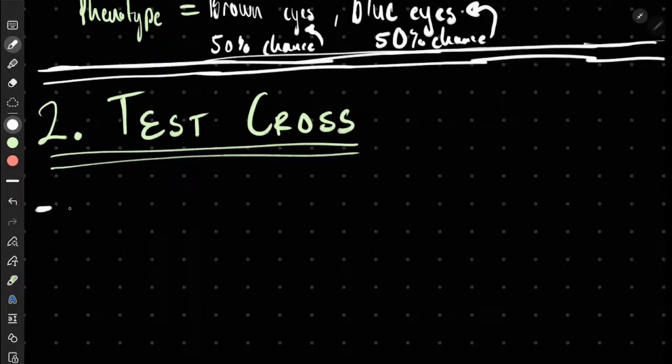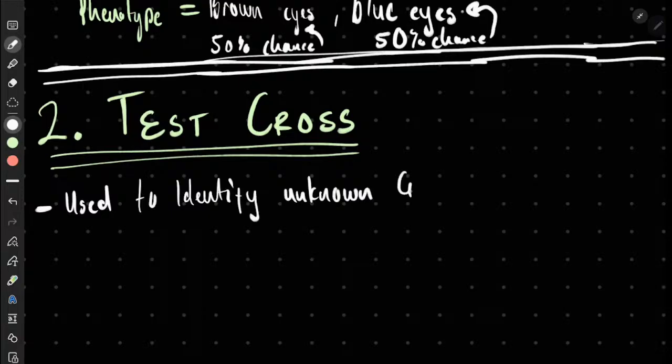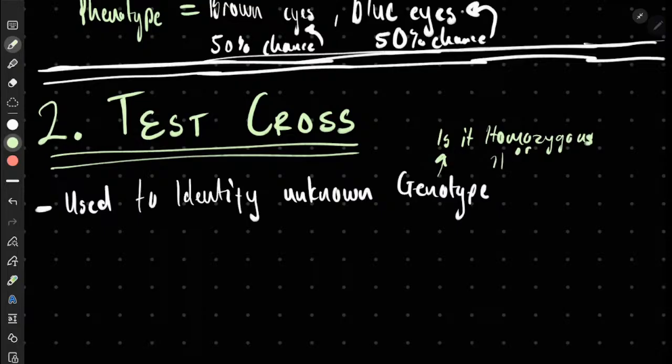What do we use it for? Write for me here. This is used to identify unknown genotype. You want to know, is it homozygous or heterozygous? Do you get it?